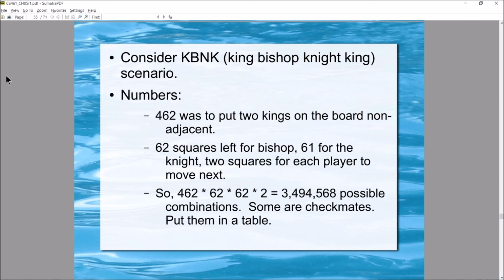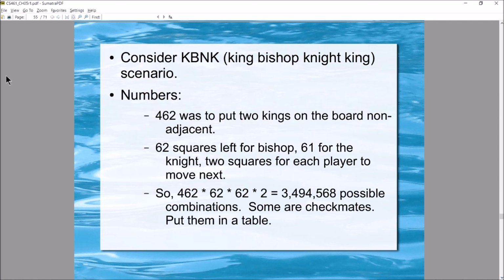Okay, so consider KBNK. I guess that's what they say in chess circles, right? King, bishop, knight, king. So you have this scenario at the end of the game. You have a king, a bishop, a knight, and a king. Okay, so you're trying to close out the game.